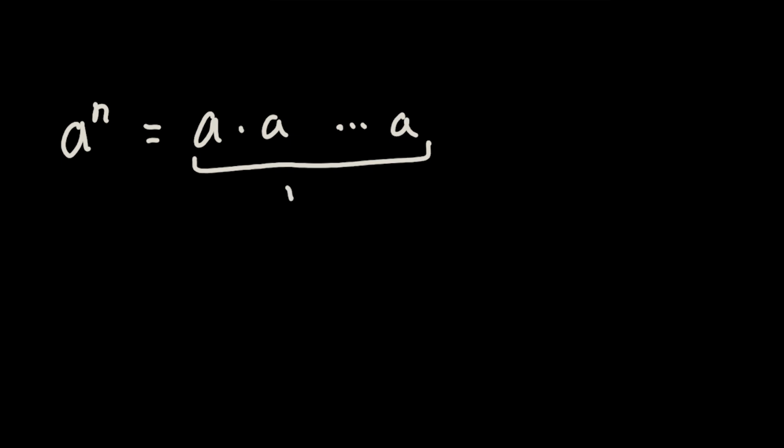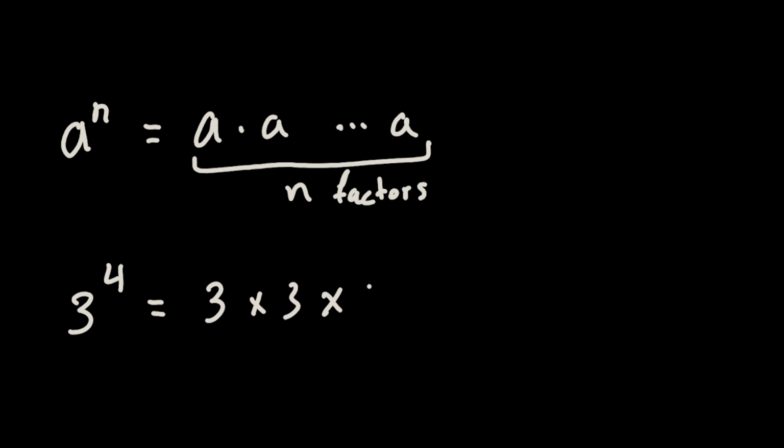So when we have a to the power n, that means that we will multiply a by a, and we will continue to do that until we have n factors of a. Let's see an example. If we have 3 to the power 4, that means that we'll get 3 and multiply it by 3 and 3 and 3 again. So you can notice here that we have four 3's.